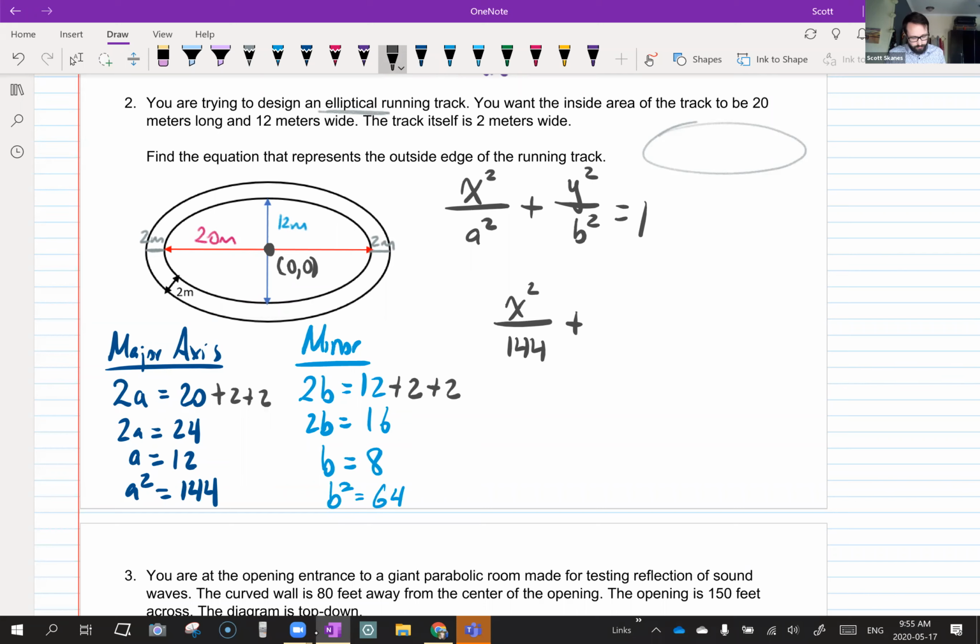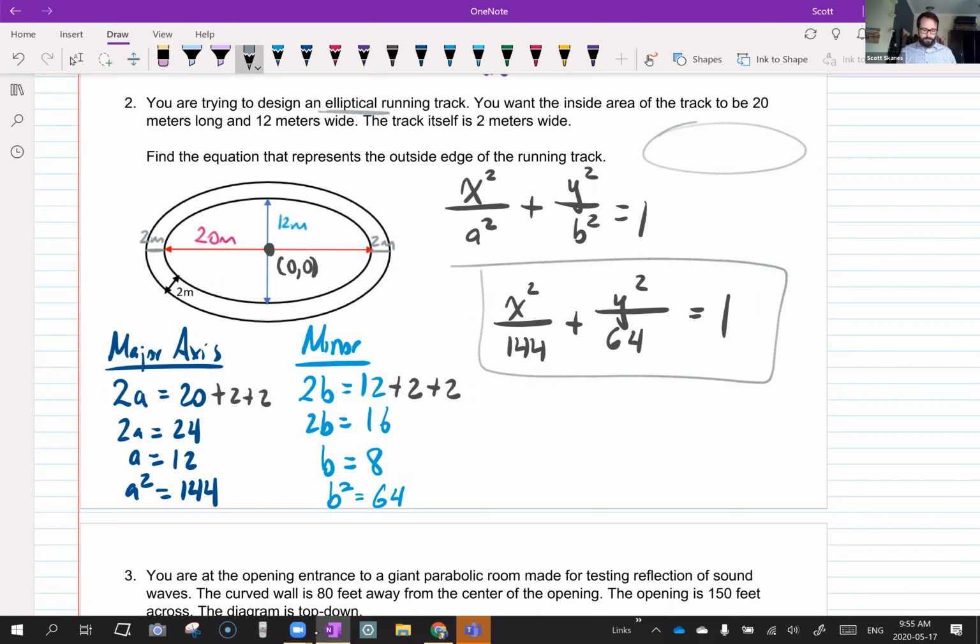x squared over 144 plus y squared over 64 equals 1. So that's our final answer. That would describe this running track. It's enough to describe the whole outside in all directions.